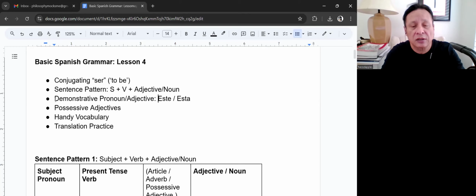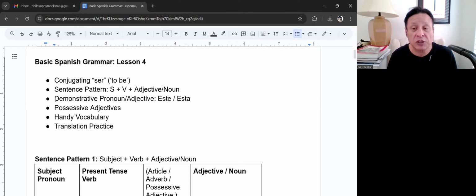Este and esta, which means this. Okay, we're going to do that. Singular only. We're not going to do plural. Then we're going to do the possessive adjectives: my, your, his, our, their, or yours. Right? We're going to do that. We're going to do handy vocabulary.